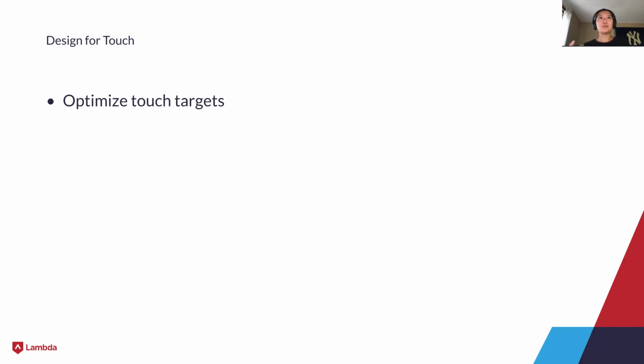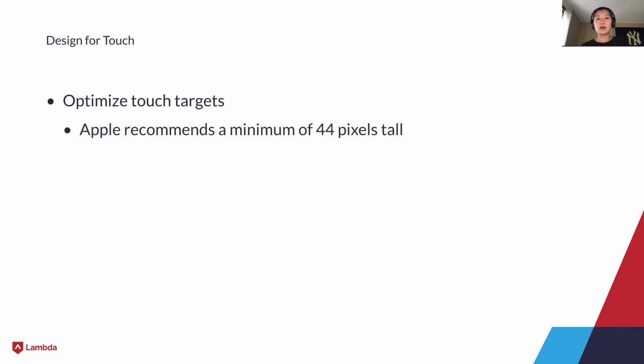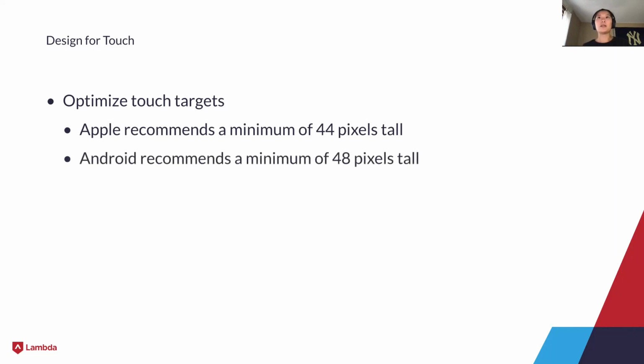Another way to approach this, which is much easier to follow, is that Apple recommends a minimum of 44 pixels tall. So in all the examples that we've been working on, you've all practiced this. We have been using this 44 pixels. And then if you are working with Android, Android does recommend a minimum of 48 pixels tall. There may be other mobile interfaces that you see out there where it's a little bit smaller.